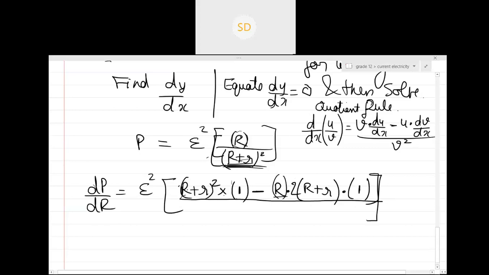I have taught you the whole chain rule. Forgot, or what? Revise it a little. I have taught you the chain rule, if you remember, guys.